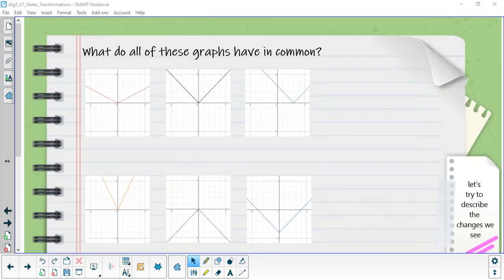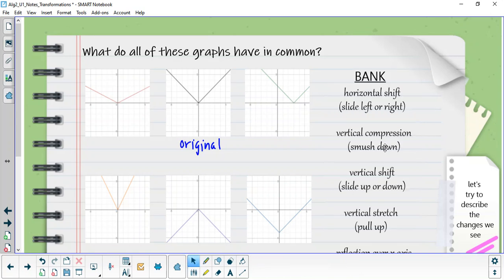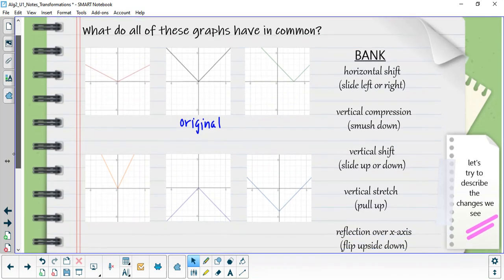Transformations. What do all of these graphs have in common? All of these graphs are a V-shaped graph. The one in the middle at the top here is considered the original graph, which we call parent functions, but I'll get into that later. Now, each one of these other graphs has some sort of transformation to it.